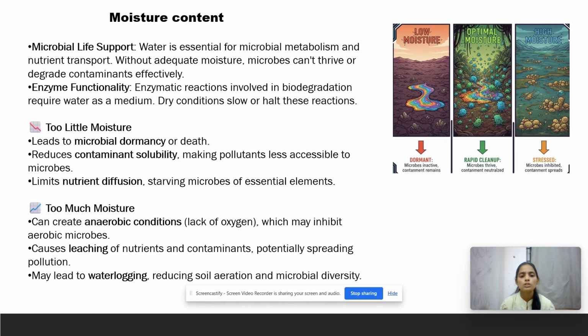If there is too much moisture, it leads to anaerobic conditions, and also causes leaching and waterlogging, which reduces the microbial diversity and further the rates of microbial remediation.